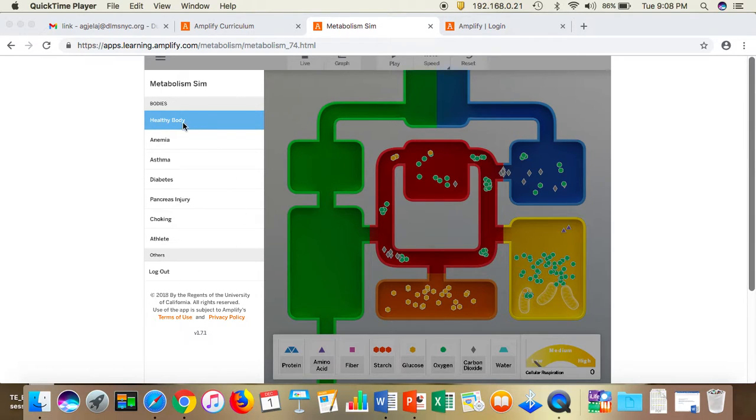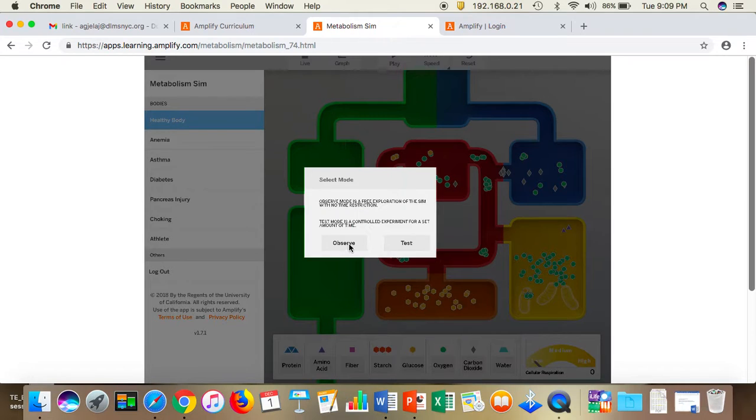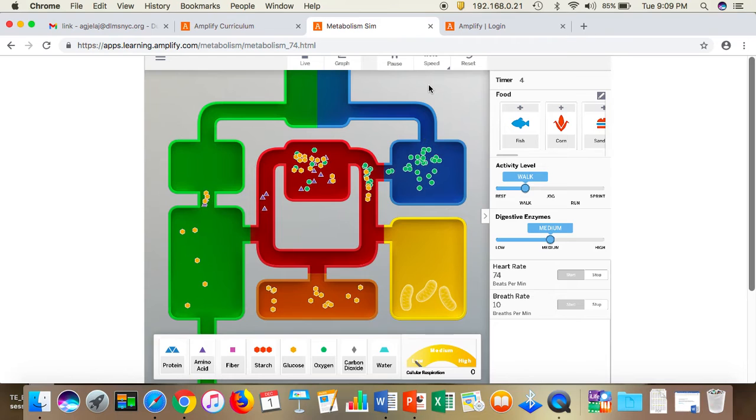On the left, you have the key. You can choose if you want to work with a healthy body, a body with anemia, asthma, diabetes, pancreas injury, choking, or an athlete. For the purpose of today's activity, we're going to be working with a healthy body. You're going to press healthy body right here, press yes. We are only observing and answering some questions, so we're not testing anything yet. And I'm going to go here and change the speed.